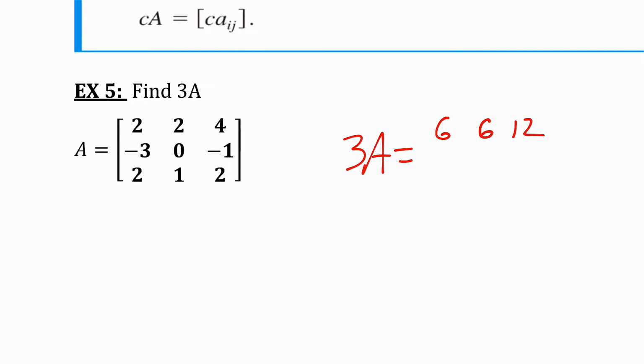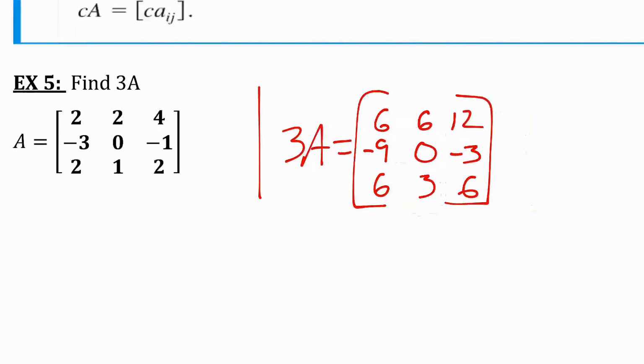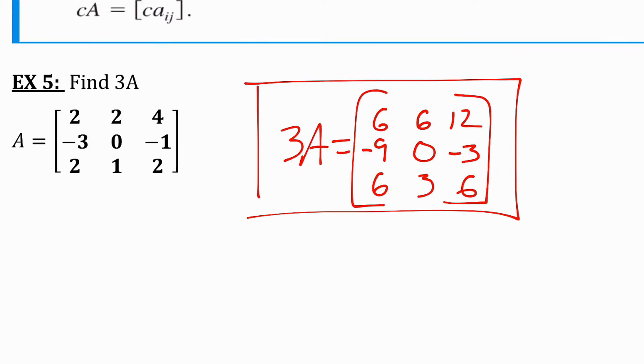Negative 3 times 3 is negative 9. 0 times 3 is 0. Negative 1 times 3 is negative 3. Final row, 2 times 3 is 6. 1 times 3 is 3. 2 times 3 is also 6. And that's it. So I'd even say that's a little easier than addition. Maybe it's the same difficulty, whatever. It's not super complicated. The next part's going to be a little bit more complicated.